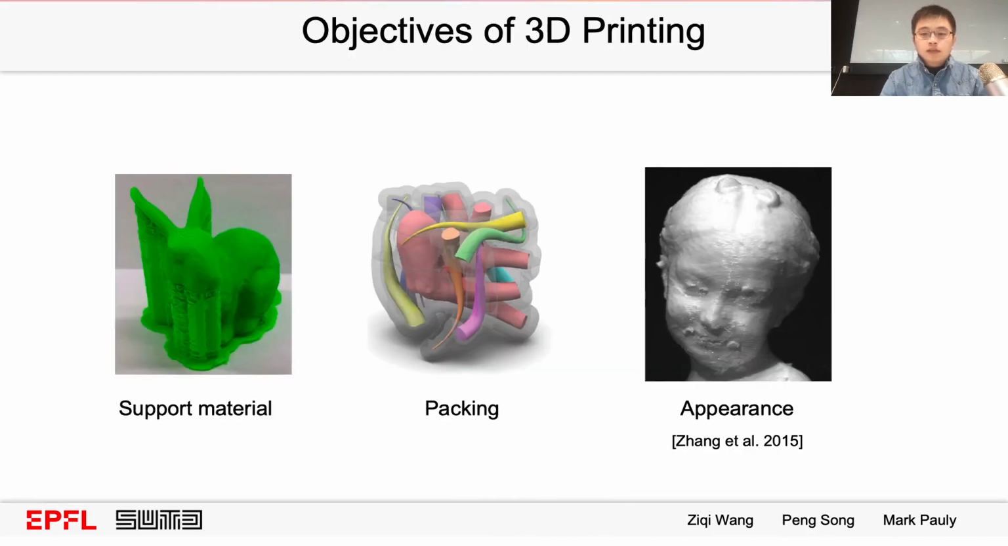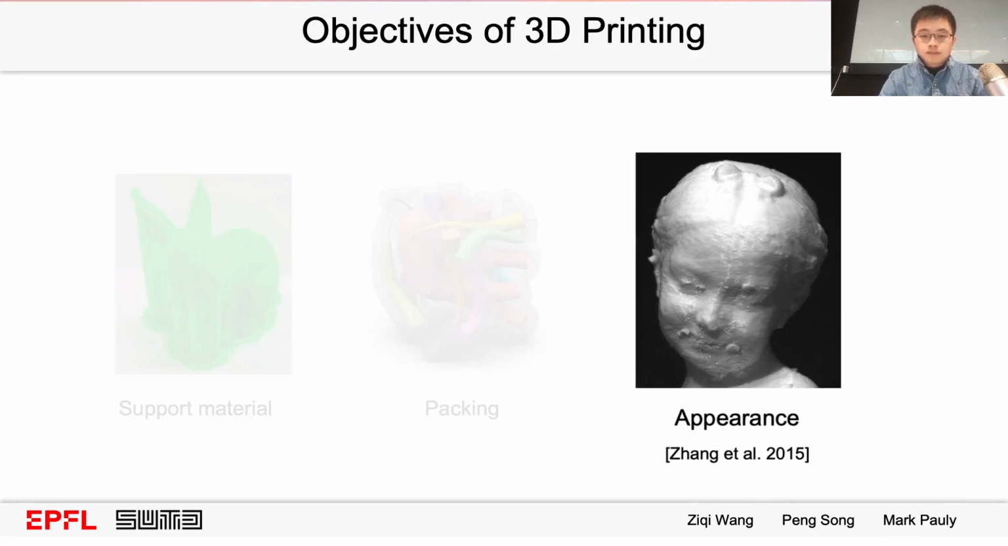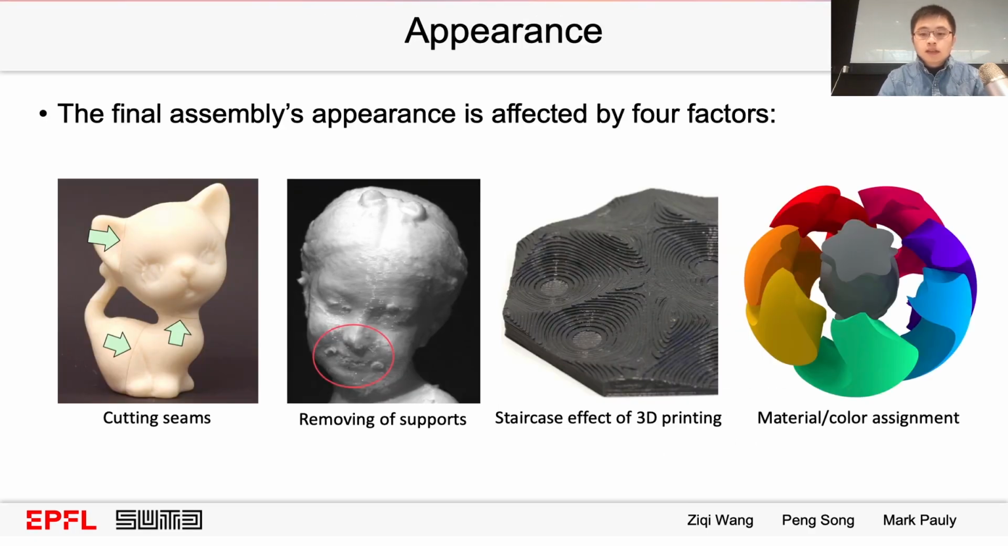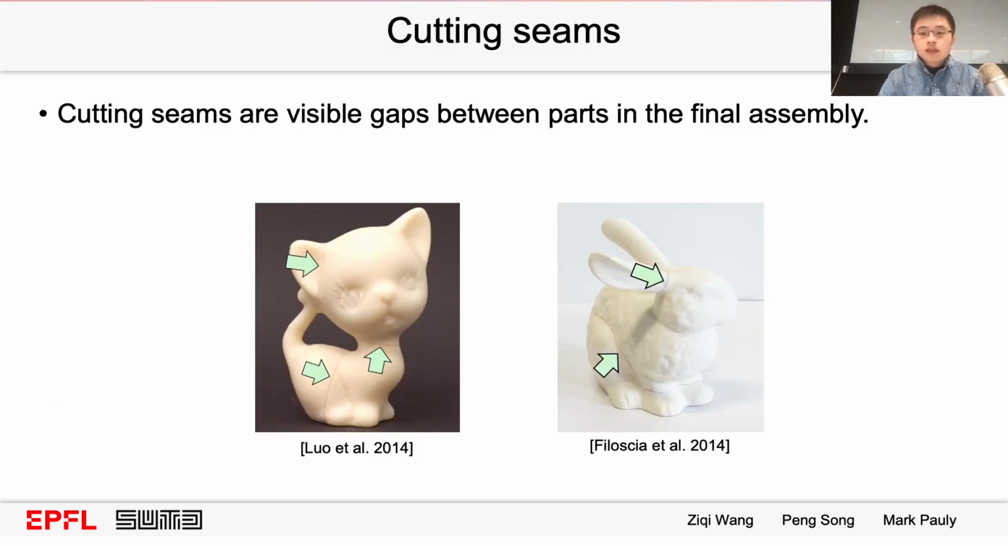The third objective is about appearance. The assembly's appearance is usually affected by at least 4 factors: cutting seams, removing of spots, staircase effect, and material color assignment. The spot issue was already discussed in the previous slides, so I will focus on the remaining 3 factors. The first appearance problem is the cutting seams.